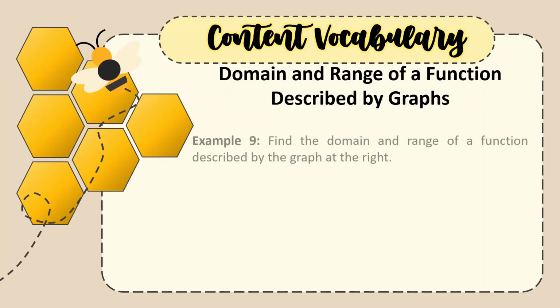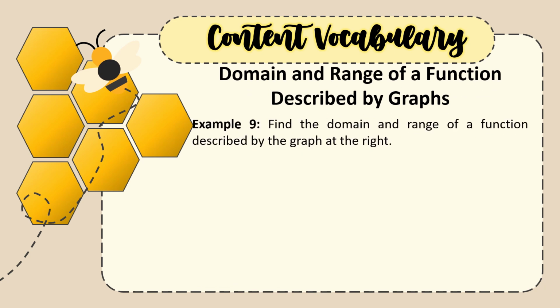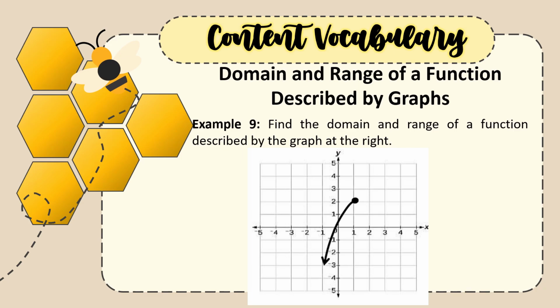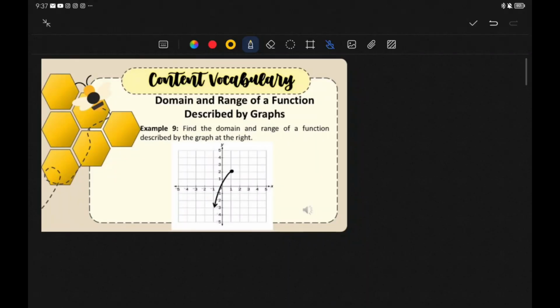For example, number 9, we have here, find the domain and range of a function described by the graph. Again, we are given another graph. Now let's proceed to example number 9. We are going to determine the domain and range. Now to determine the domain visually, we are going to consider the x values or inputs by the graph. So we are going to look horizontally.